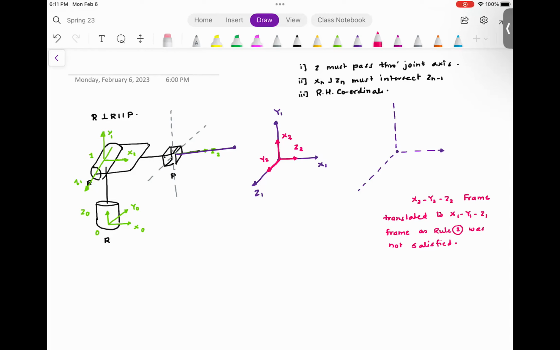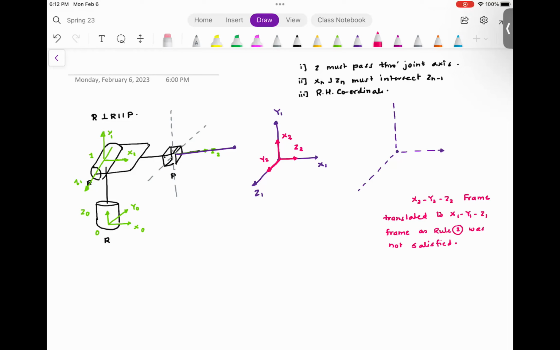The rules are satisfied because Z2, which is over here, is going to a joint axis. X2 is perpendicular to Z2 and perpendicular to Z1, and Y2 is forming the triad. Everyone understood this? Everyone clear about this? So if the rules are not satisfied, what you will have to do is translate the frame back.